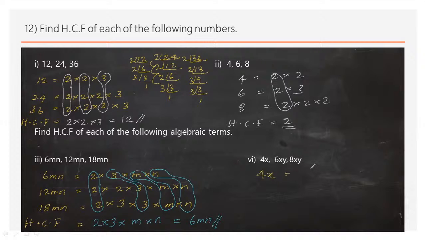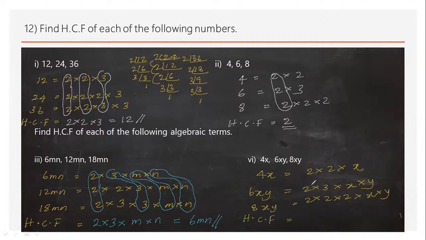4x is 2 into 2 into x. 6xy is 2 into 3 into x into y. 8xy is 2 into 2 into 2 into x into y. Then HCF equals 2 common, x common, 2x. HCF is 2x.